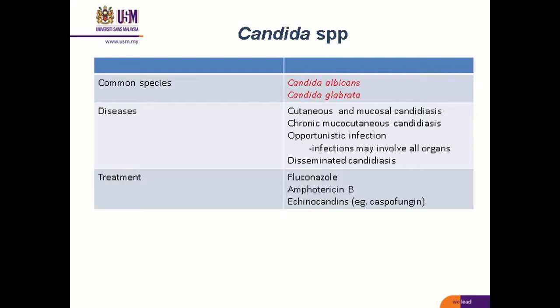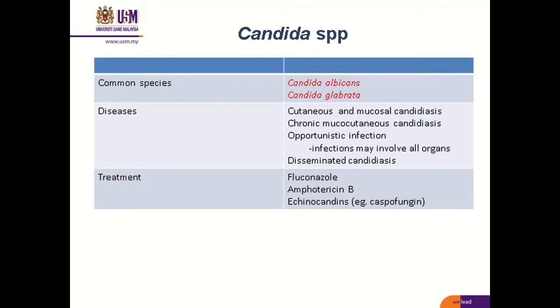Diseases include cutaneous and mucosal candidiasis, chronic mucocutaneous candidiasis, opportunistic infection, which is infection involving all organs, and also disseminated candidiasis. Treatment of choice is fluconazole, amphotericin B, and echinocandins such as caspofungin.